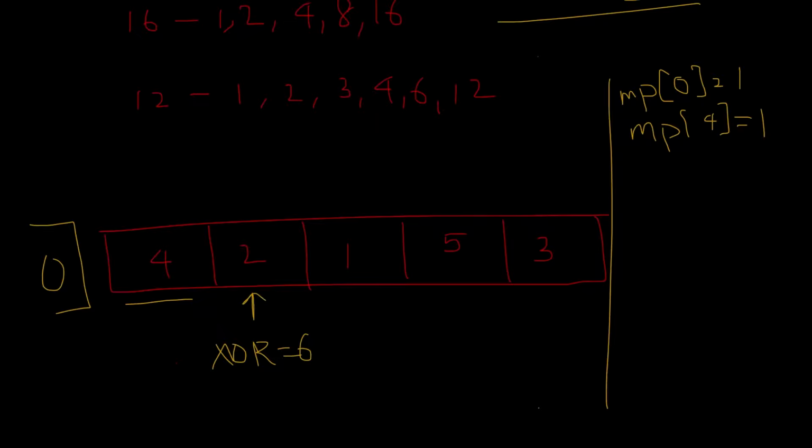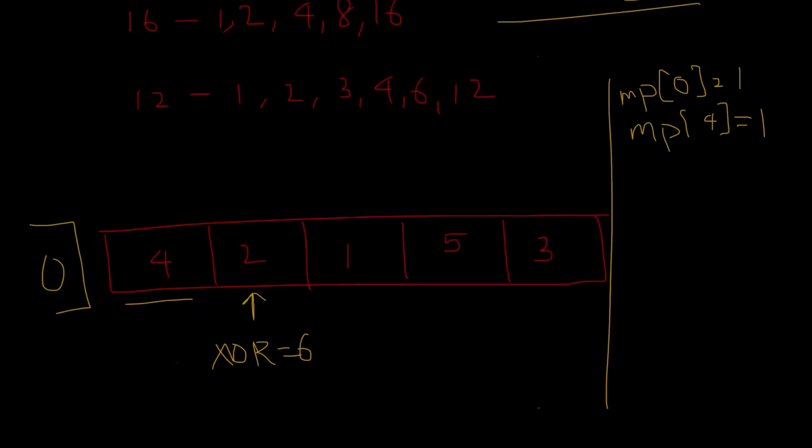So first of all, we'll check 6 XOR 0, which is 6. MP of 6 doesn't exist, so we won't subtract anything. Then 6 XOR 1 is 7. That also doesn't exist, so we won't subtract anything. Then 6 XOR 4 is 2. So 2 doesn't exist till now, so we won't subtract anything.